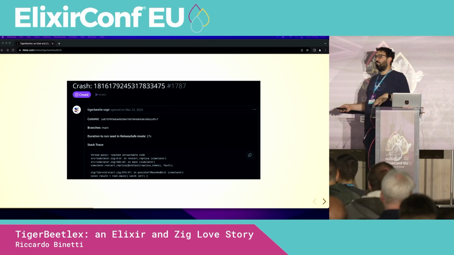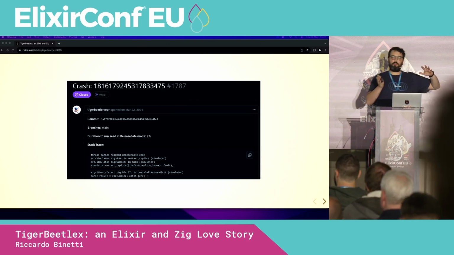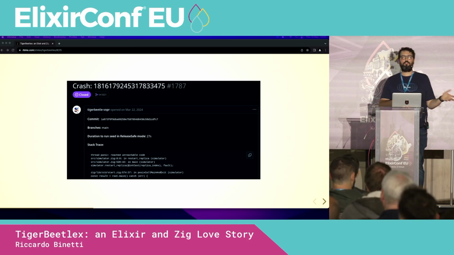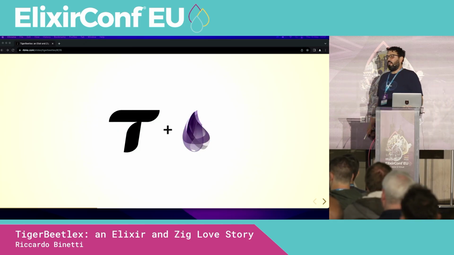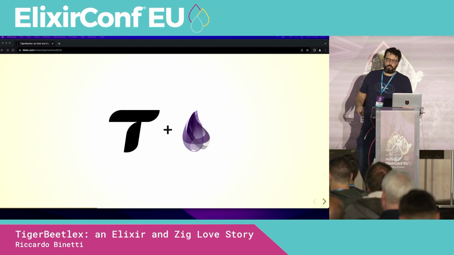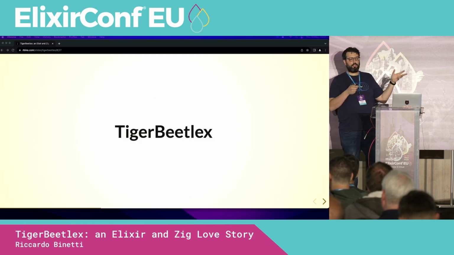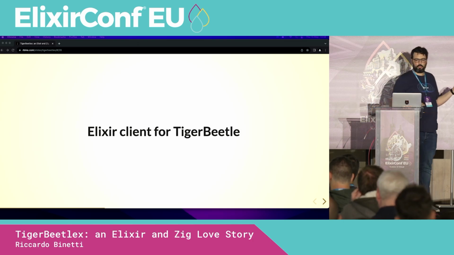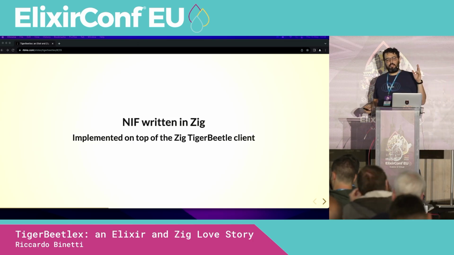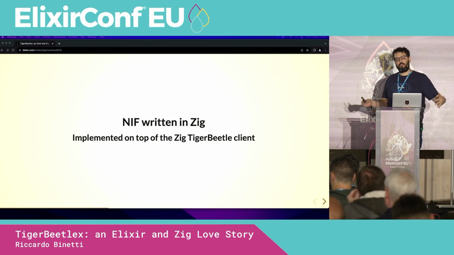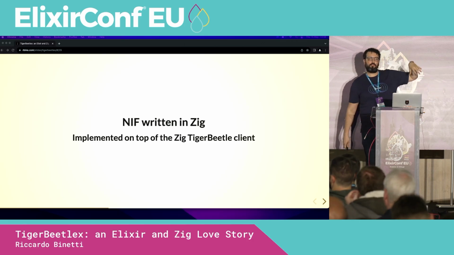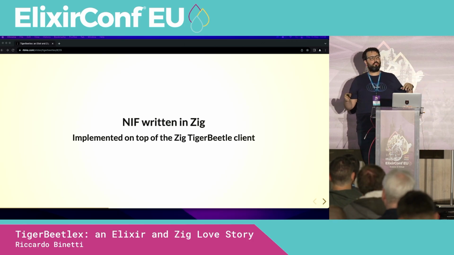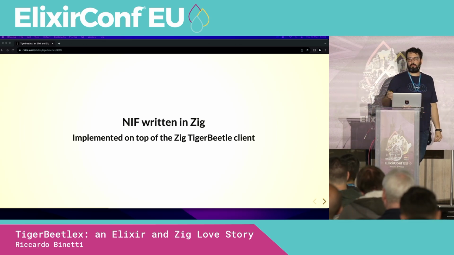So I talked about all these nice things about TigerBeetle, the database, which is written in Zig. So what does it have to do with Elixir? You can actually use TigerBeetle in Elixir using TigerBeetlex, which is the Elixir client for TigerBeetle I wrote. It's a NIF written in Zig, which is implemented on top of the Zig TigerBeetle client.